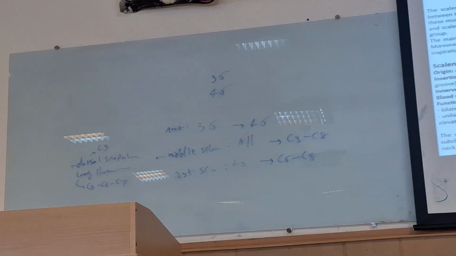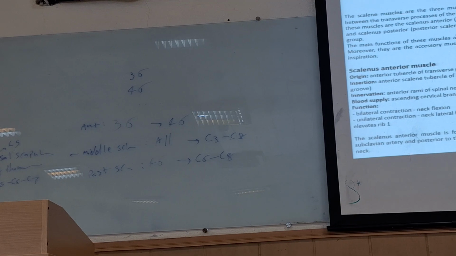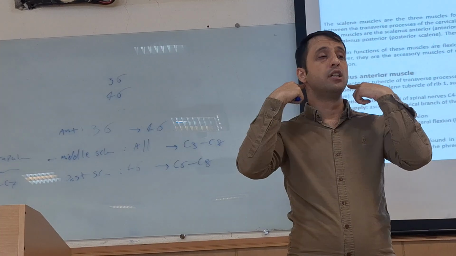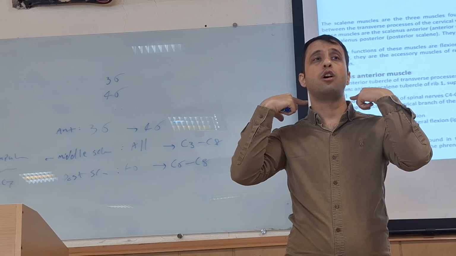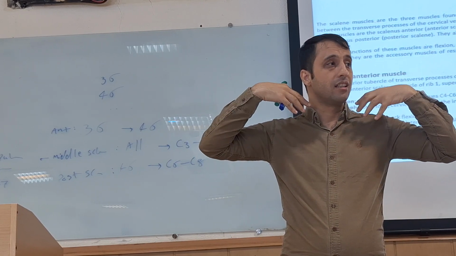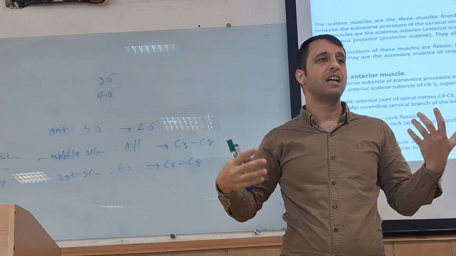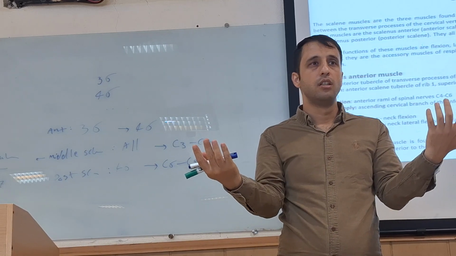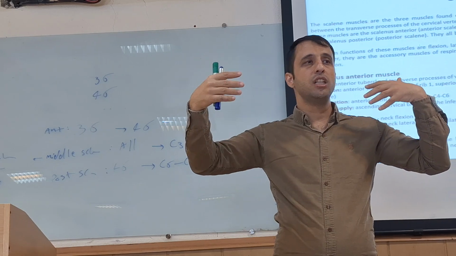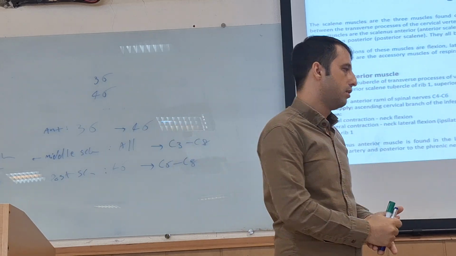What is the function of posterior scalene? Lateral flexion. But if your cervical vertebrae are fixed, they can elevate the ribs, so they can have respiratory function. Okay? They can elevate the ribs and they help you during inspiration.